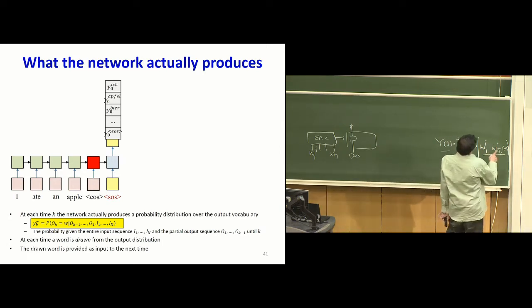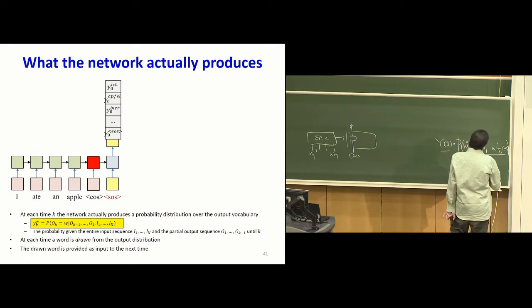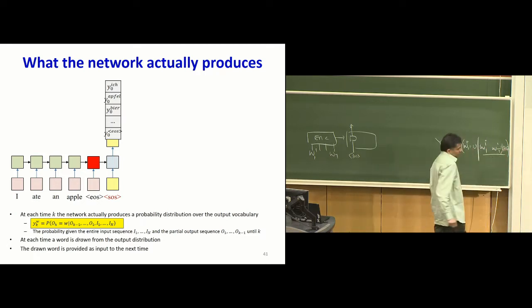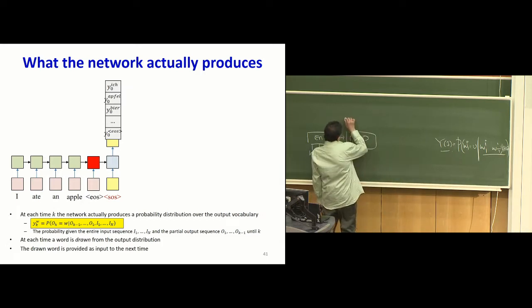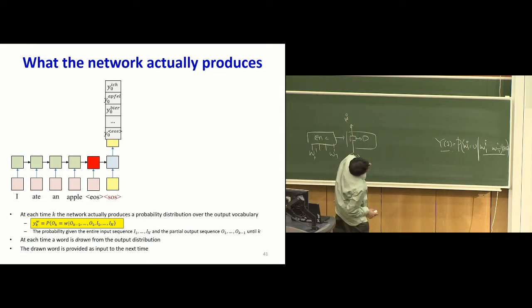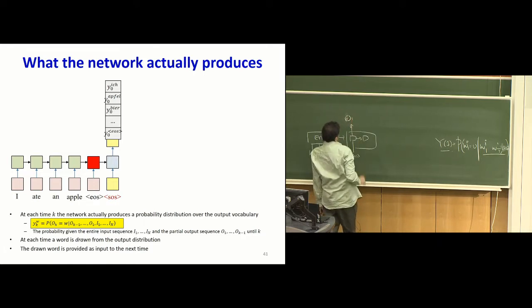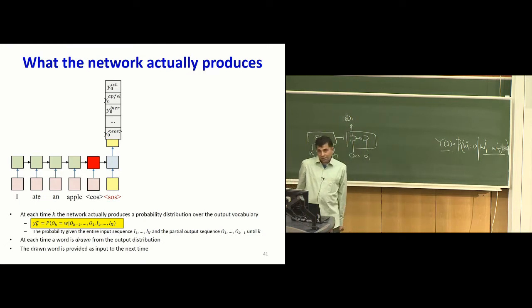In the slides, I don't actually explicitly represent the start of sequence symbol because, as I said, this is often implicit, and we may not need to represent it. But the point is this: at any time, to continue, let's say I drew a word. I'm calling this O1. So let's say I drew a word O1 out here. Now O1 goes into the network at time 2.